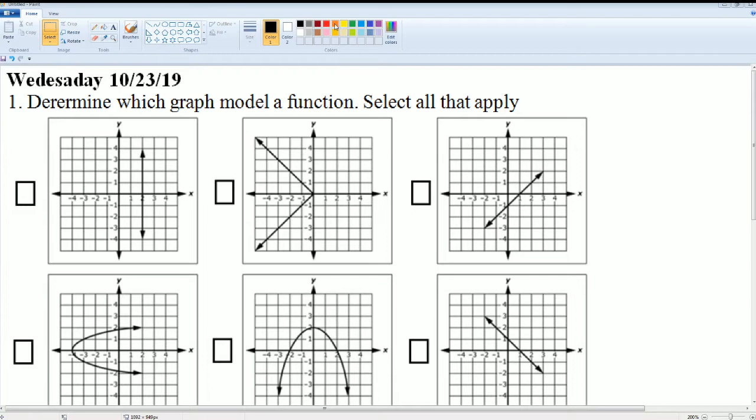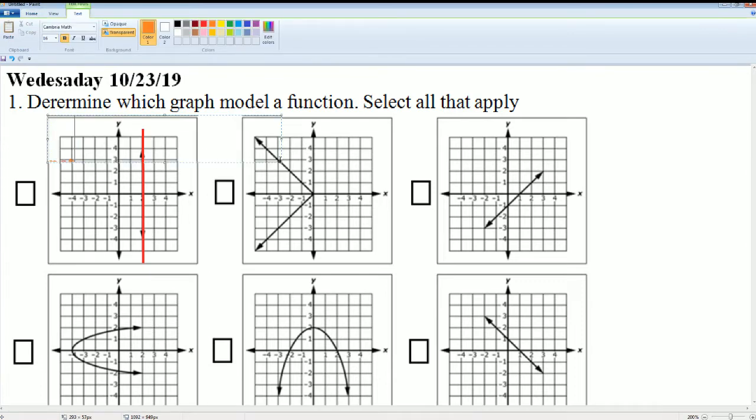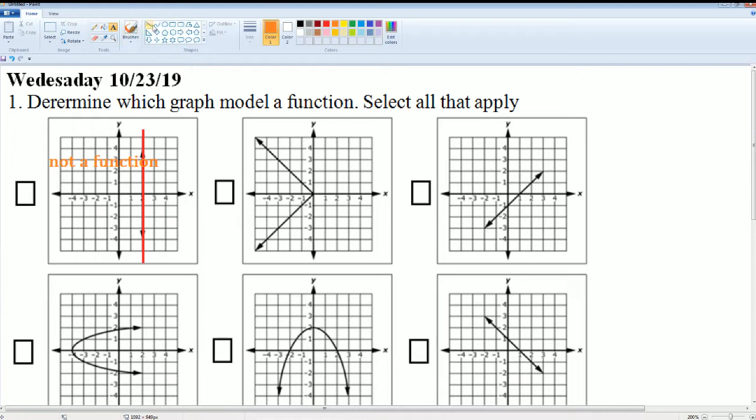So I'm going to use the color right here. Orange looks like what they use. And so here's the line. We draw the line straight down. Does it cross more than once? It seems like it crossed all the points. So for this one, is this a function? This is definitely not a function.